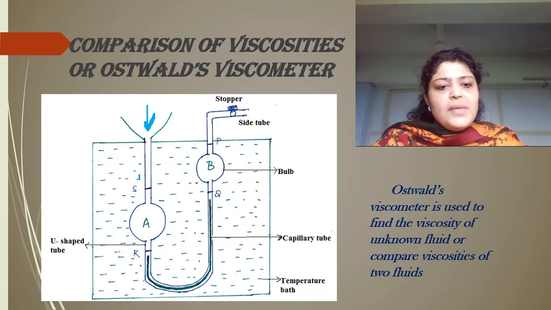So from here, suppose we want to measure the unknown viscosity of a fluid. That fluid is filled using this open-ended tube. It will pass through the bulb A, through the capillary and this U tube, and it will fill up bulb B. You keep pouring the liquid inside till your liquid reaches the mark P.